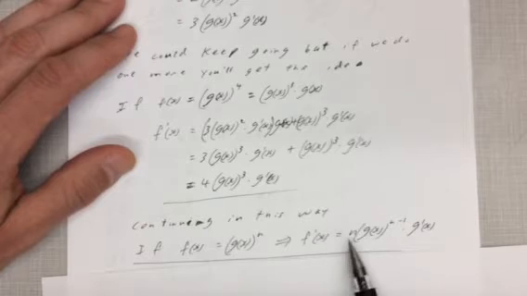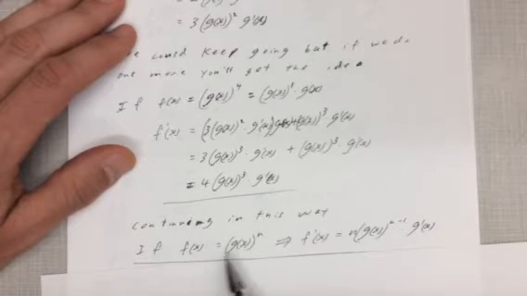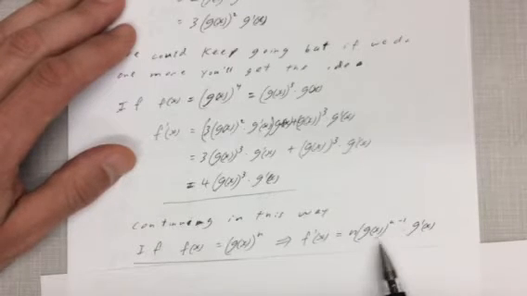Okay. Continuing this way, you would get the chain rule that I mentioned at the beginning. So if f of x equals g of x to the power n, bring the n down, and reduce by 1, multiplied by the derivative of the inside function.